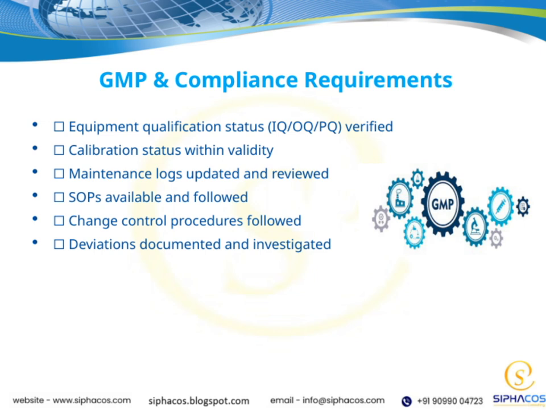Change control procedures are also vital. They ensure any modifications are properly documented, reviewed, and approved to avoid unintended impacts. Finally, documenting and investigating deviations is crucial. When something doesn't go as planned, thorough documentation and investigation help us identify root causes and prevent recurrence. Overall, these points are interconnected. They form the backbone of a compliant and quality-driven environment, reinforcing the importance of diligence in every step of our processes.